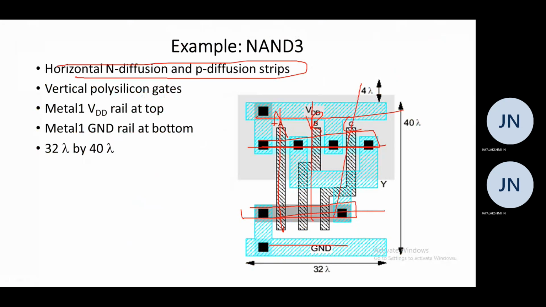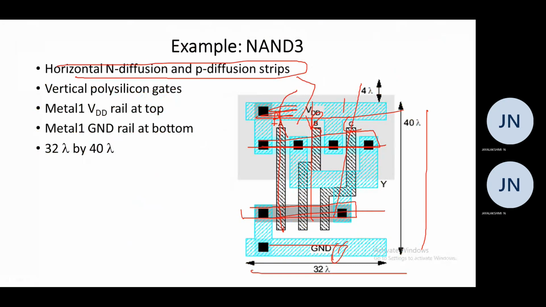It is a K-input NAND gate. So we will be having 3 inputs A, B, C, and metal one. This is a metal one rail at the top, that we can call VDD, and the metal one ground at the bottom. Here, in order to calculate the horizontal width and vertical height, the horizontal width is 32 lambda and vertical height is 40 lambda.